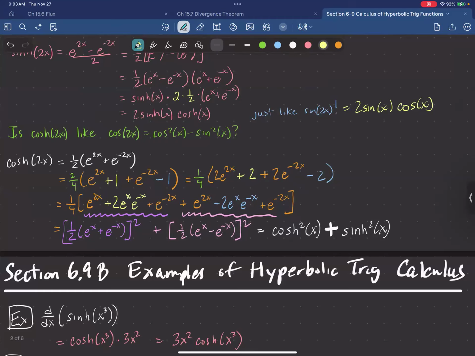We're going to do the hyperbolic trig functions, doing some examples of them. Let's take the derivative of a hyperbolic sine with x cubed on the inside. Simple chain rule. Sinh goes to cosh. And then we take the derivative of the inside. We got 3x squared. So 3x squared cosh x cubed.